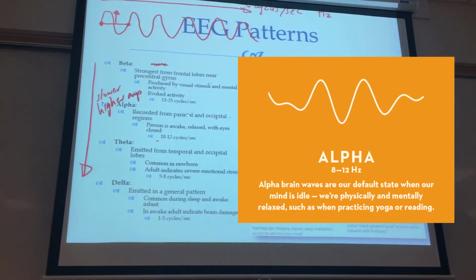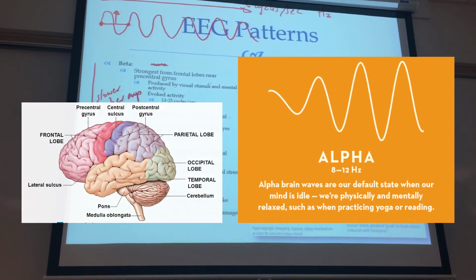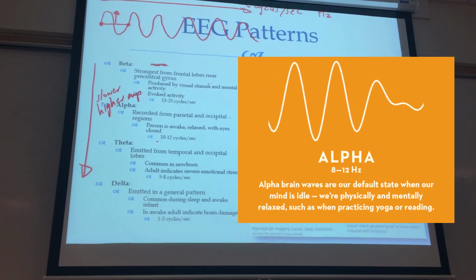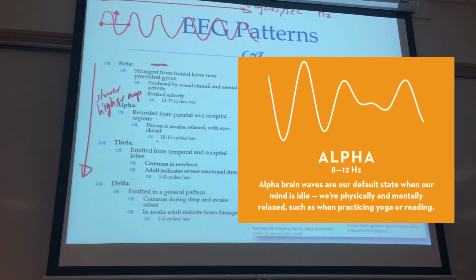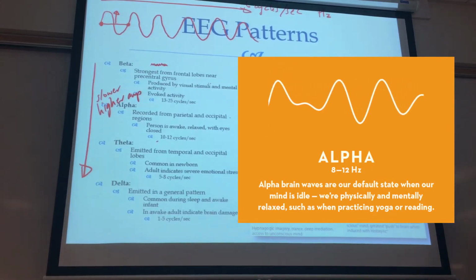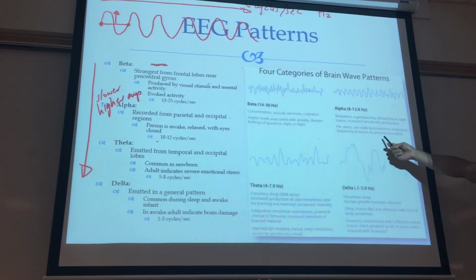And where do we typically see those? Parietal and occipital lobes. You would measure alpha waves in somebody right before sleep. You also get it during meditation, and you also get it from watching TV. So if you sit there and you just zone out on the TV and you don't really think about anything at all, measure it, you'll see a lot of alpha waves happening.